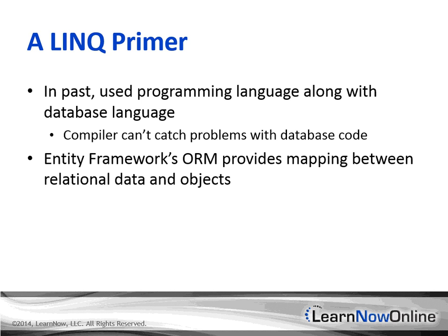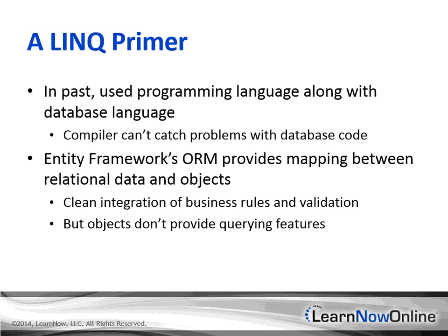Entity Framework's object relational mapping provides a mapping between relational data and objects, and a cleaner integration of business rules and validation than what has been available as part of ADO.NET. But the entity data objects it produces don't provide querying features, and historically, the .NET languages have not directly provided support for directly querying databases.